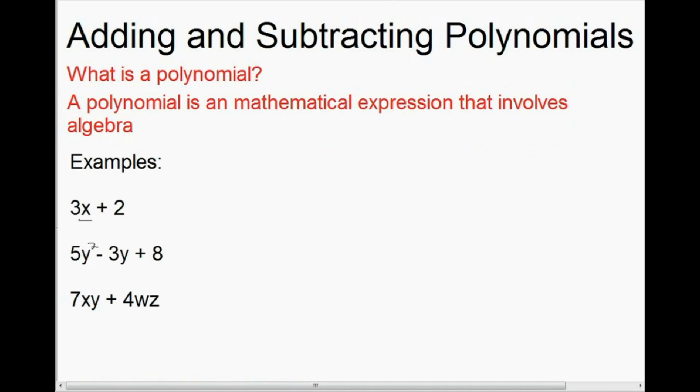We've got our x there, and we can't do anything to simplify that because there are no like terms in that math sentence. Similarly, 5y squared minus 3y plus 8, that's another polynomial, a math sentence that involves algebra. And again, we have no like terms there, so that can't be simplified. 7xy plus 4wz, another expression that involves algebra. So all of these are examples of polynomials. In the first math sentence and the last math sentence, we have a polynomial with two terms, and in the middle math sentence here, we have a polynomial with three terms.